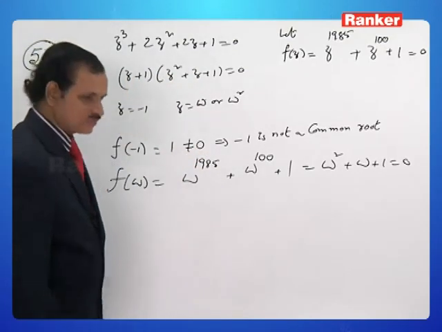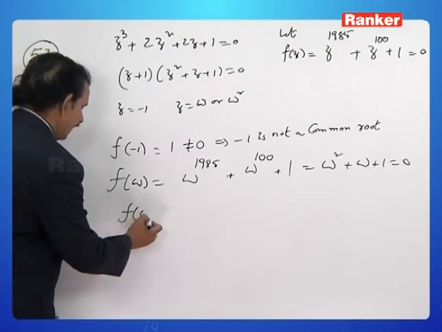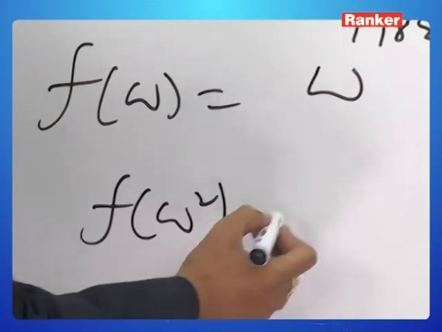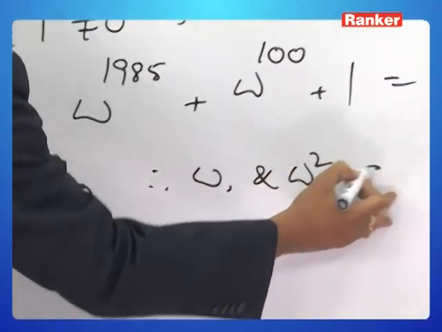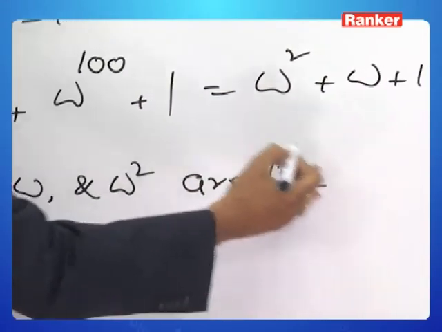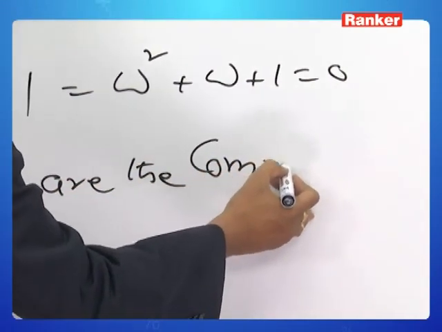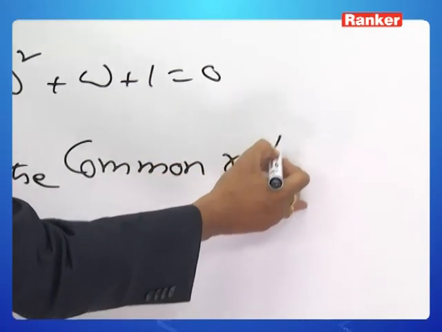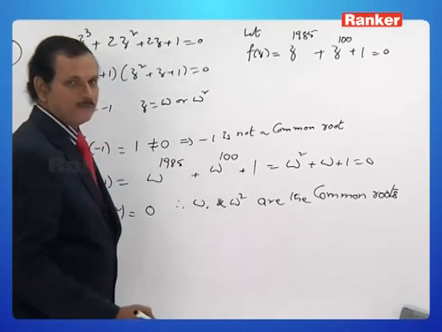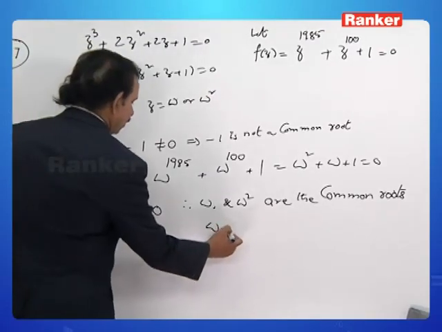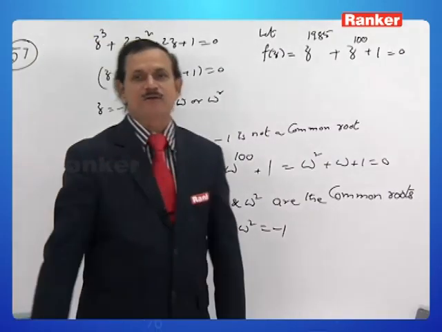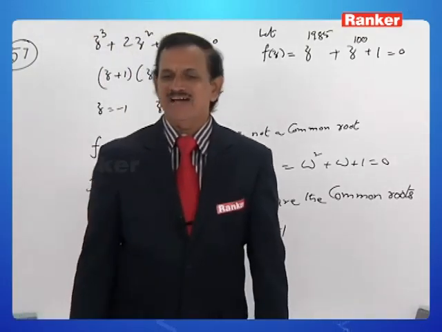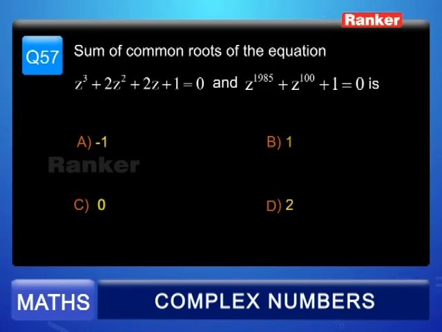Still, there is one more thing. Omega square is there. What is f of omega square? It is easy to see that it is also 0. Therefore, omega and omega square are the common roots. These are the only common roots, and every one of us knows that omega plus omega square is always minus 1, and the sum of the common roots of the two given equations is minus 1. The right answer is minus 1 and the right option is A. Option A is the right option.